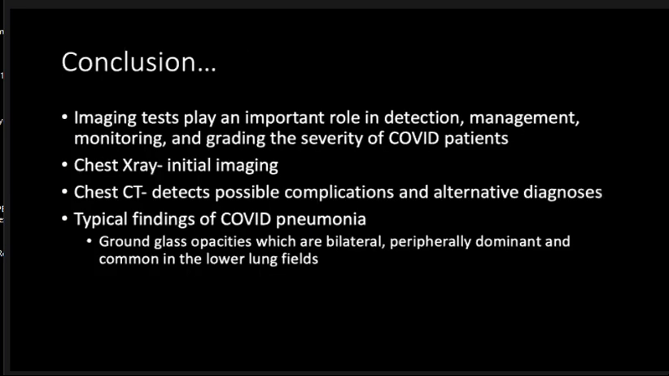So in conclusion, imaging tests play an important role in detection, management, monitoring, and grading the severity of COVID patients. Initial imaging includes a chest X-ray, which may be normal in the early stages, and chest CT scan is usually used to detect possible complications and alternative diagnosis, or when microbiological diagnosis is not possible. So the typical findings of COVID pneumonia is characterized by ground glass opacities, which are bilateral, peripherally dominant, and common in the lower lung fields.